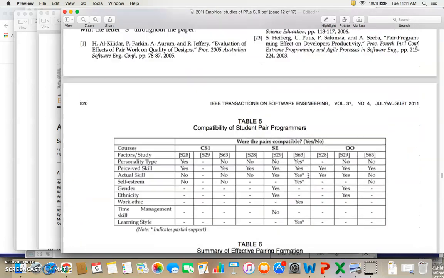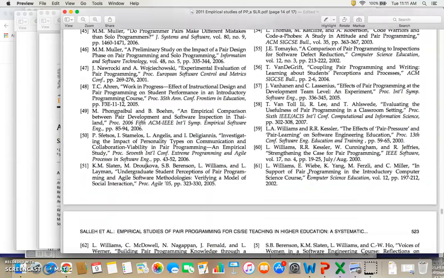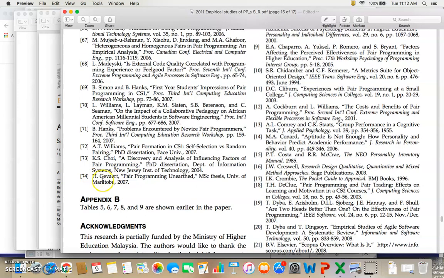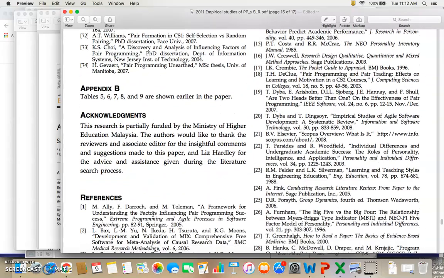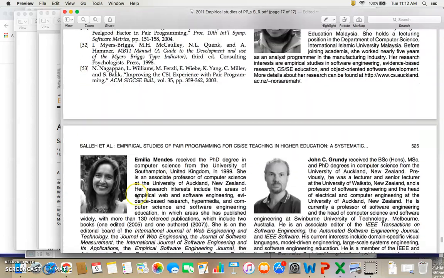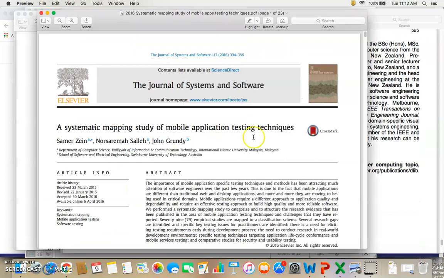There are 74. Until here. And then I provide acknowledgement because this study was also sponsored by Mohi. And then the references that I use. And that's my advisor. Okay, that is an SLR.